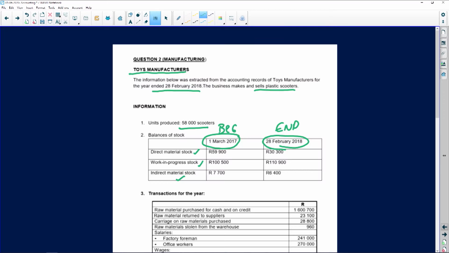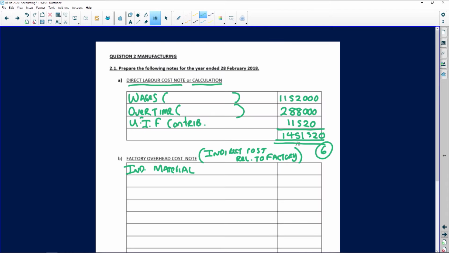So let's go back to our information. At the beginning of the year, your indirect material stock was 7,700. So remember, we're going to start off with the beginning of the year, 7,700. Right, to this, we are now going to add purchases. So how much of indirect materials did you buy during the year?